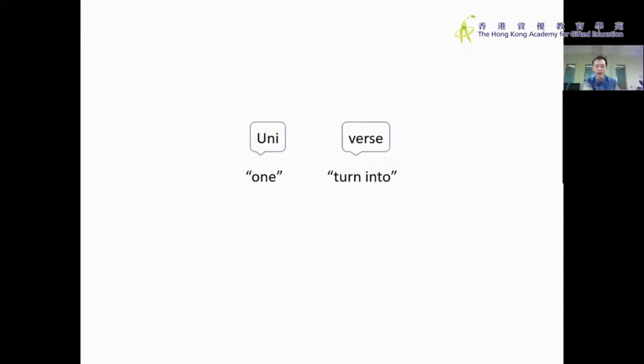Okay, first, let's think about our universe and think about what the word universe means. Let's first understand it literally, separated into uni and verse. Uni means one, and verse means turn into. So if we turn everything into one, that will be our universe. Okay, this is the universe.